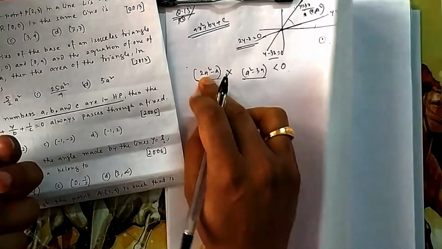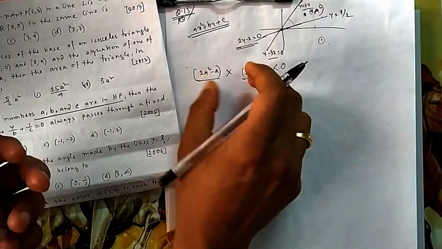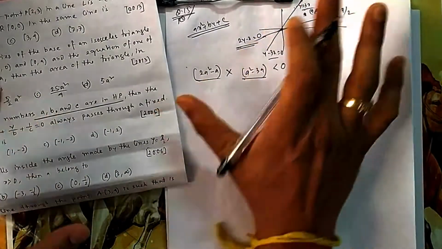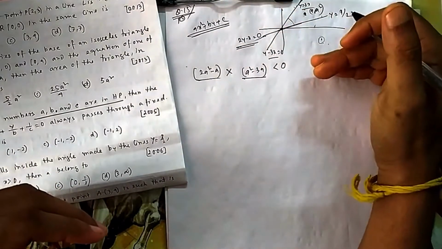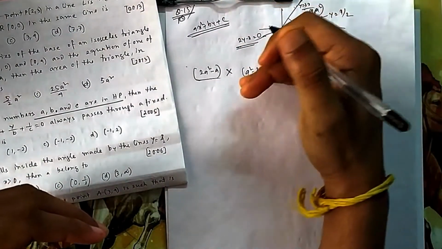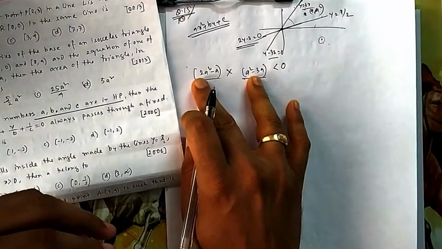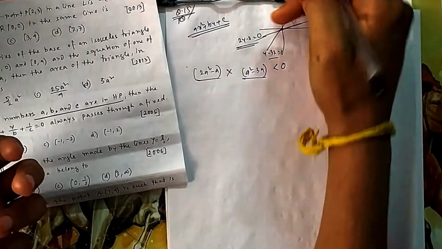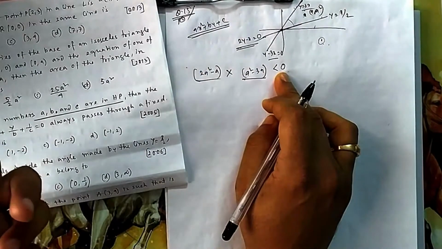Signs different means one positive, one negative. I don't know which one is positive, which one is negative, but one is positive, one is negative, that is sure, because one is on this side, one is on that side. Had it been the same side, then both the signs should be positive or both negative. If both are positive or negative, then the product should be greater than 0. You can say it in this way. Because for one line it is this side, for one line it is that side, so their product should be less than 0.